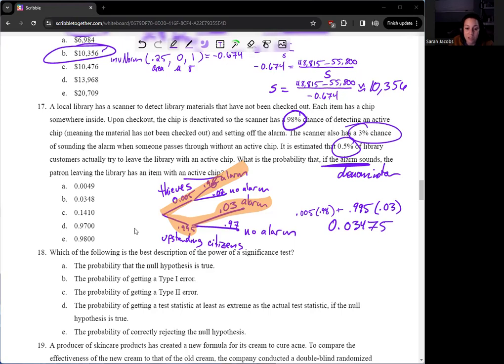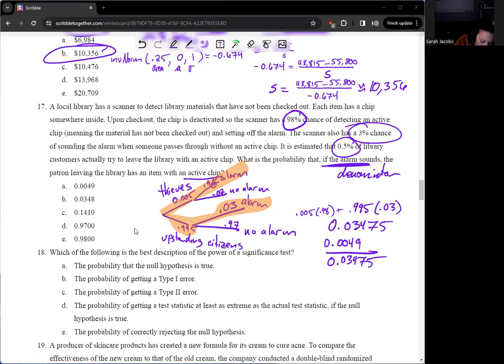If the alarm sounds, the patron leaving the library has an item with an active chip, so that we actually have this situation. Someone is trying to leave without an active chip. So we're going to take the 0.005 times 0.98. So that's 0.0049. That's the probability that someone is leaving the library with an active chip and the alarm sounded, out of the total probability that the alarm sounds.